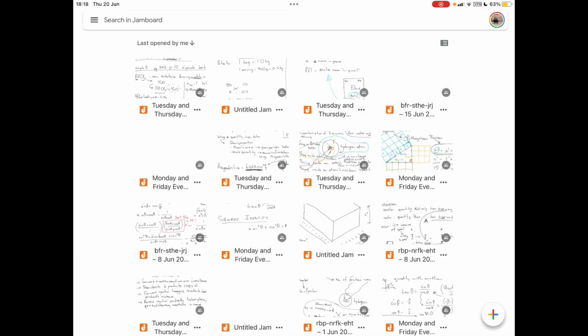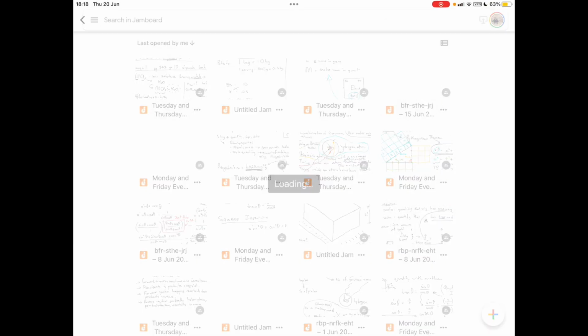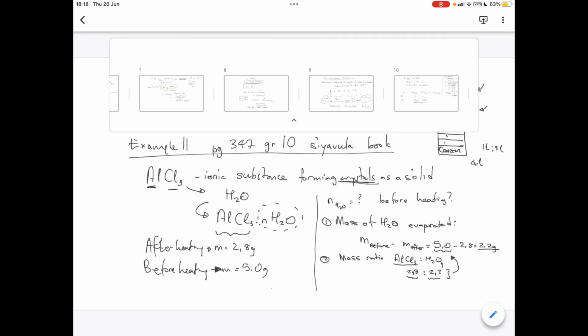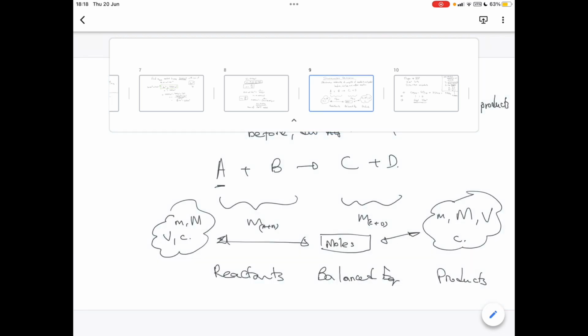All right. So, in our class, I think the last slide, stoichiometric calculations. Yes. Stoichiometric calculations. Let me just open it here. Stoichiometric calculations. All right.